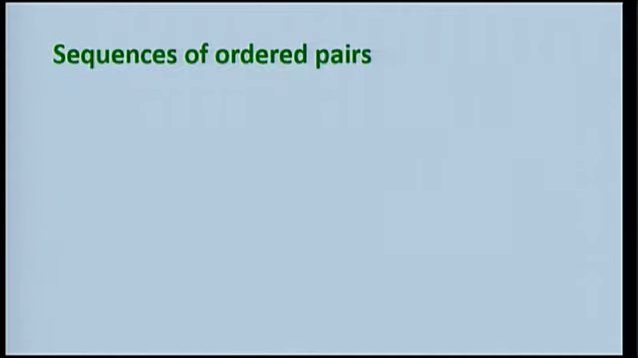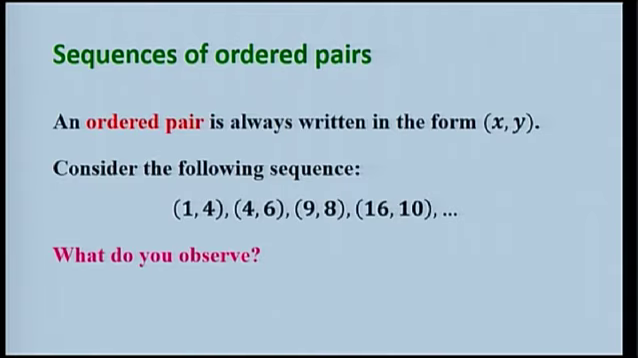We now move on to sequences of ordered pairs. So what is an ordered pair? If you recall, in grade 7 you learned about coordinates, and coordinates are always written in the form x, y. So this is an ordered pair. An ordered pair should always be written between brackets (x, y). So let us consider the following sequence: (1, 4), (4, 6), (9, 8), (16, 10).